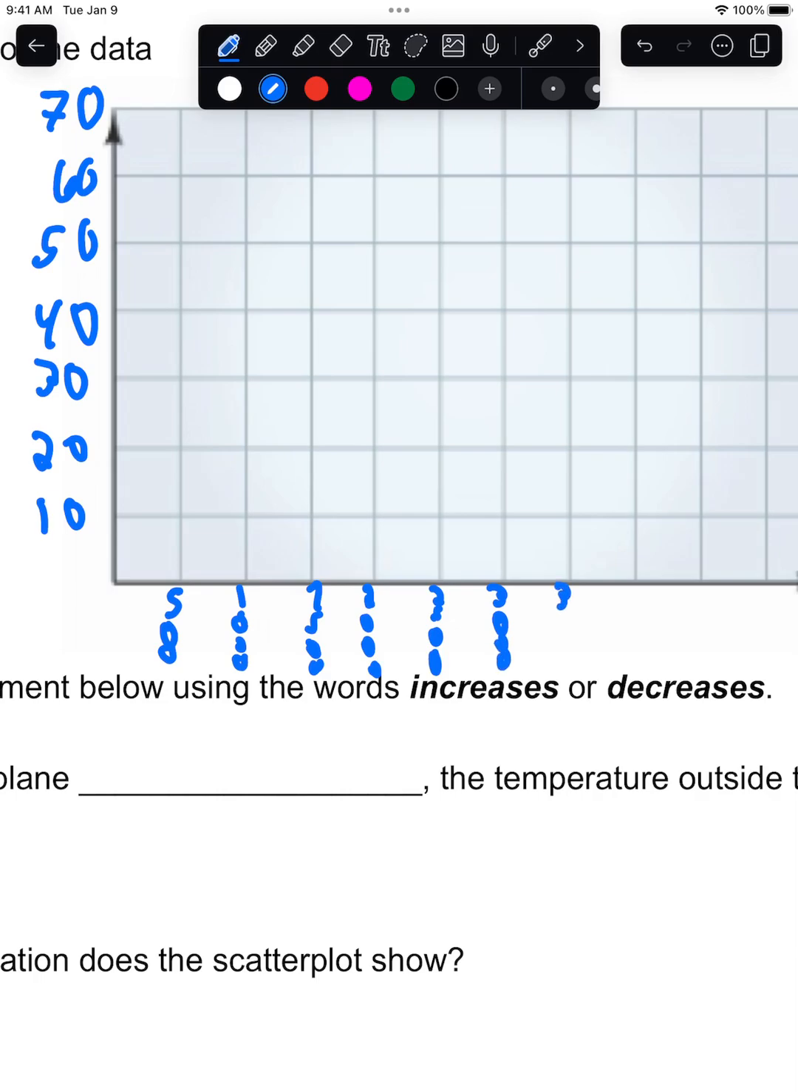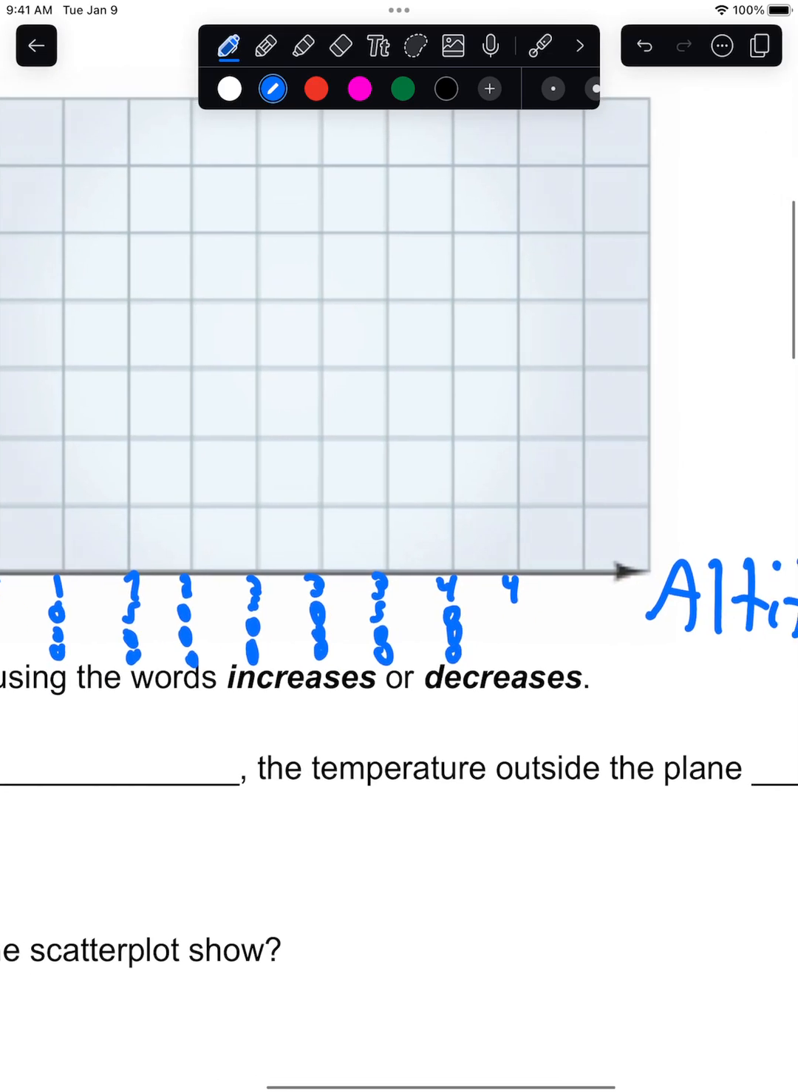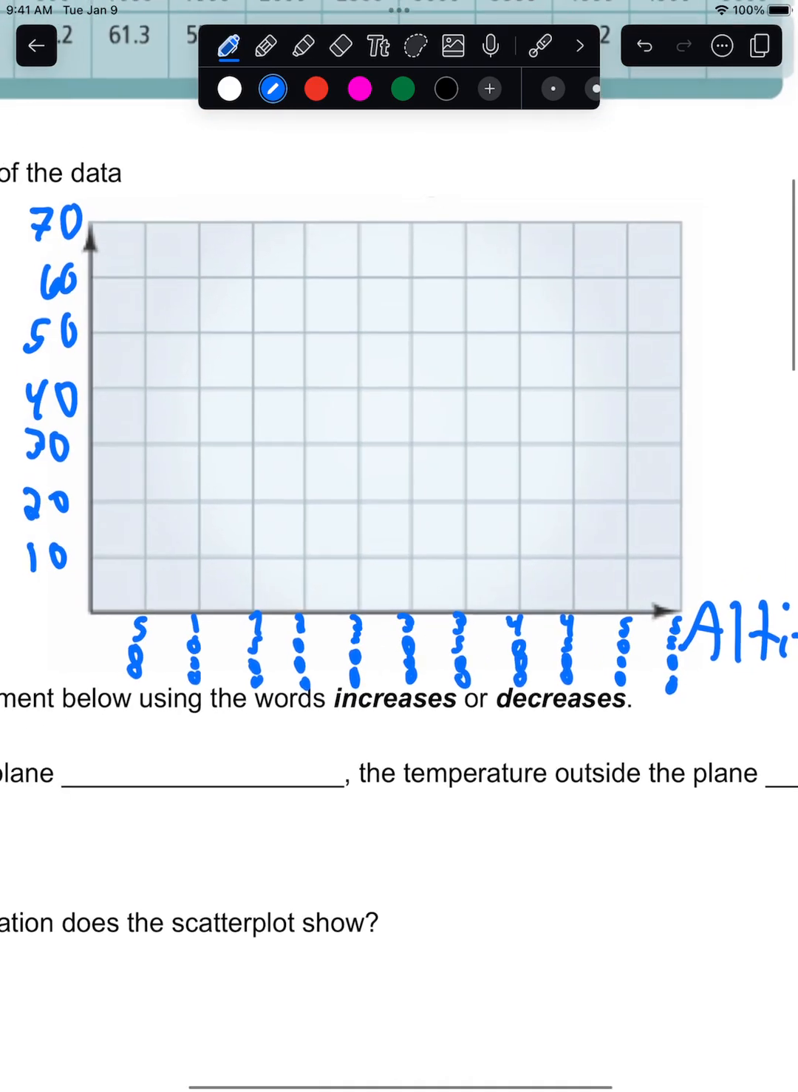There's 3,000, 3,500, 4,000, 4,500, and there's 5,000, and that's as far as I needed to go. So I can add the 5,500 there at the end if I want to. All right, I'll add it in there.